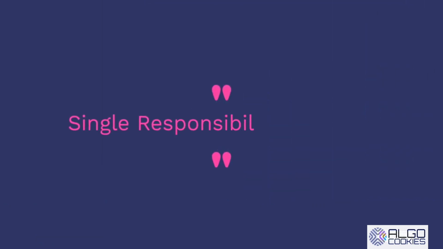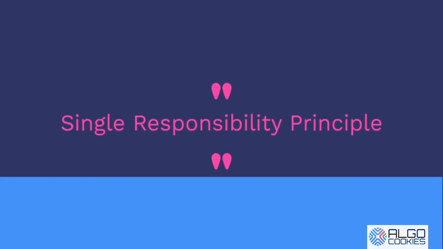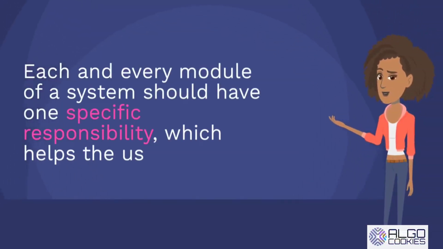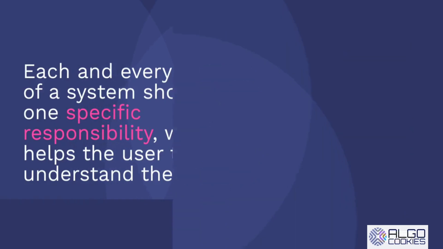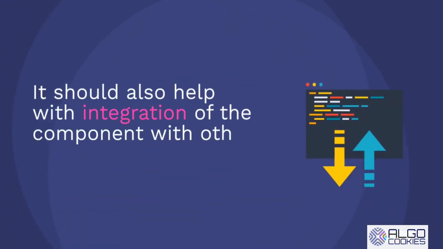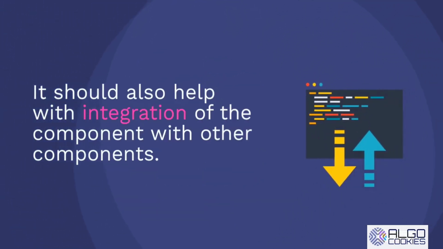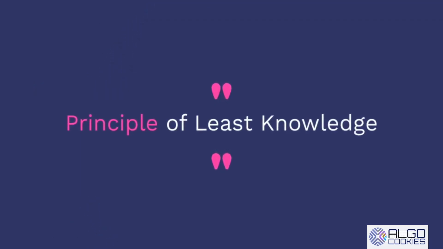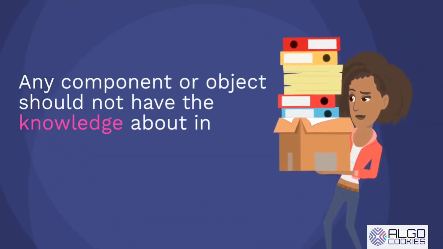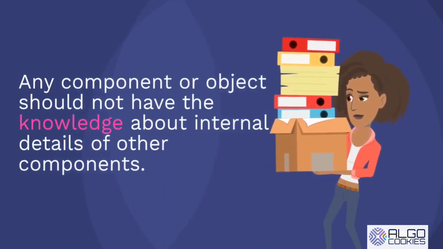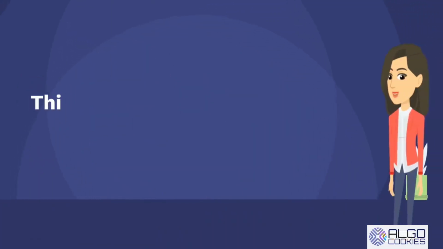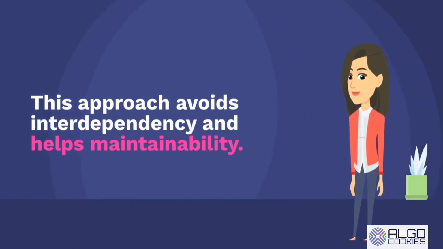Single responsibility principle. Each and every module of a system should have one specific responsibility, which helps the user to clearly understand the system. It should also help with integration of the component with other components. Principle of least knowledge. Any component or object should not have the knowledge about internal details of other components. This approach avoids interdependency and helps maintainability.